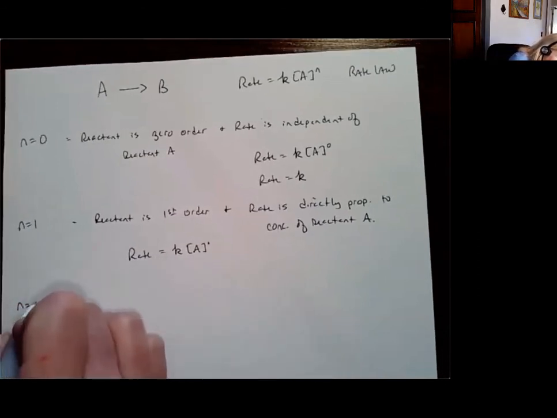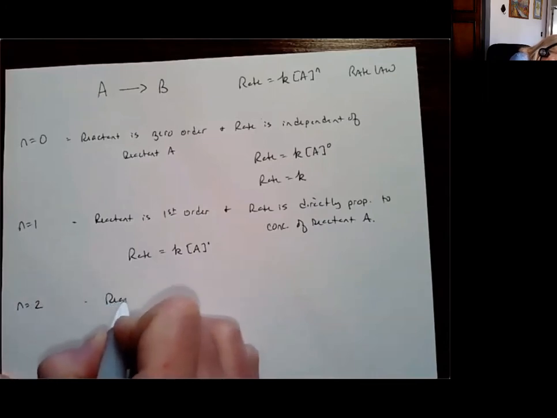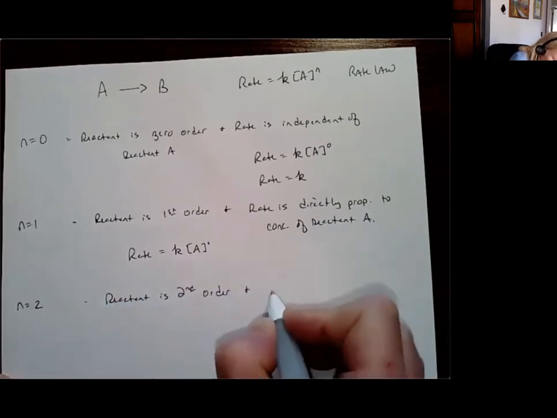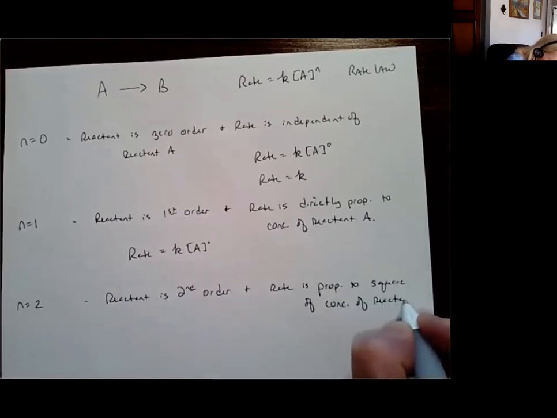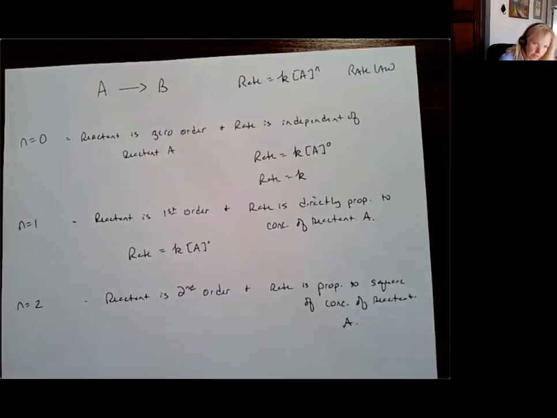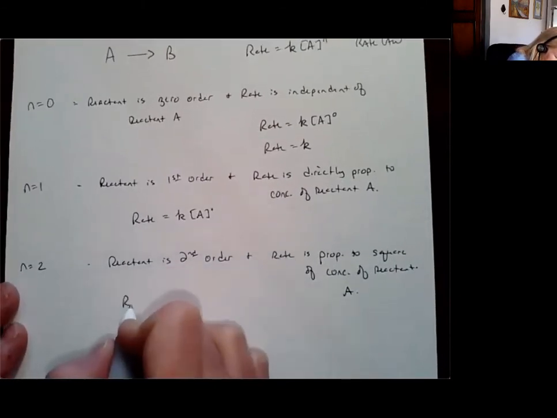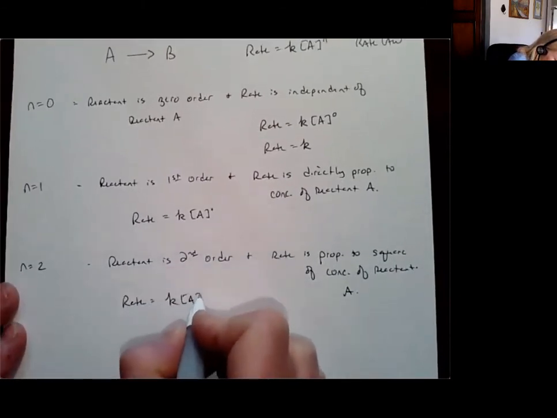If n equals 2, now my reactant is second order, and my rate is proportional to the square of concentration of reactant A. So now I have an exponential scenario. So my rate law is going to look like this.